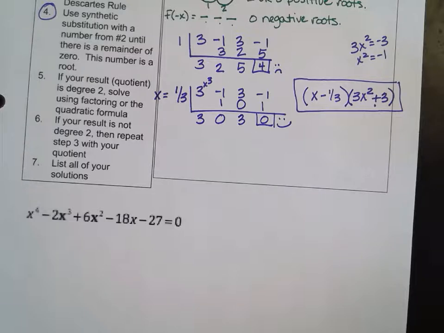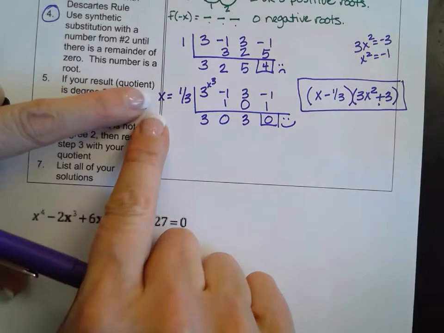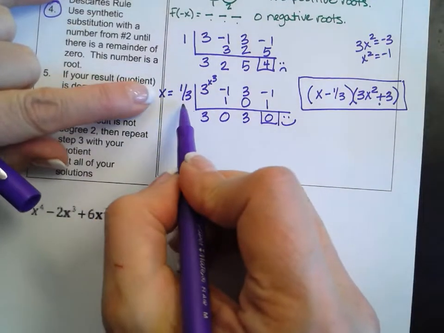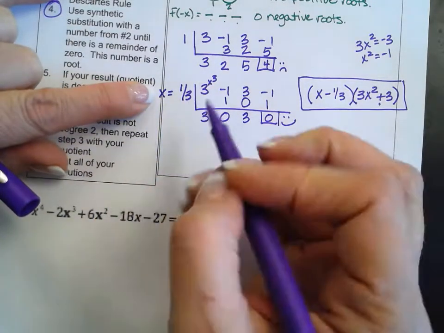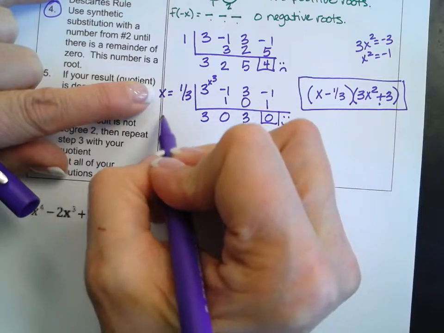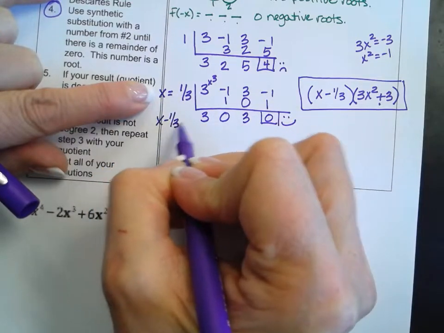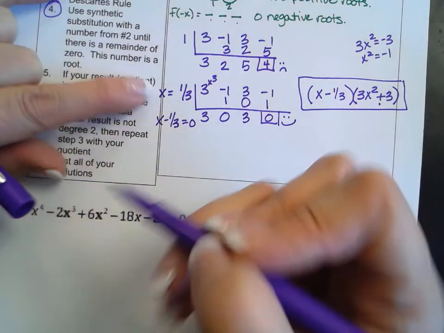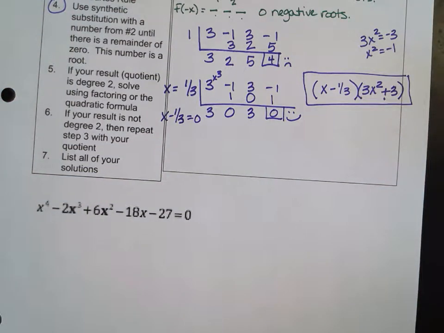Yes. How do you know that it's x minus 1/3 or x plus 1/3? Because I started with x is equal to 1/3, because that's what I divided. And so to get it into factor form, it's like saying x minus 1/3 equals 0. I was setting it equal to 0, so you just basically flip your sign.